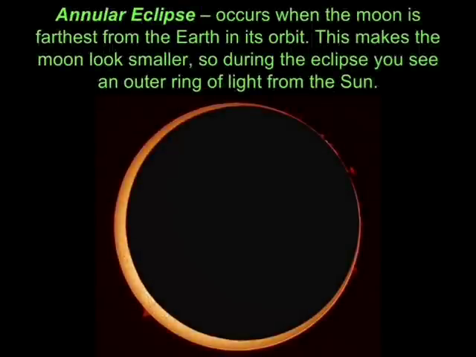This is the picture of annular eclipse. It occurs when the Moon is the farthest from the Earth in its orbit. This makes the Moon look smaller. So during the eclipse, you see an outer ring of light from the Sun.